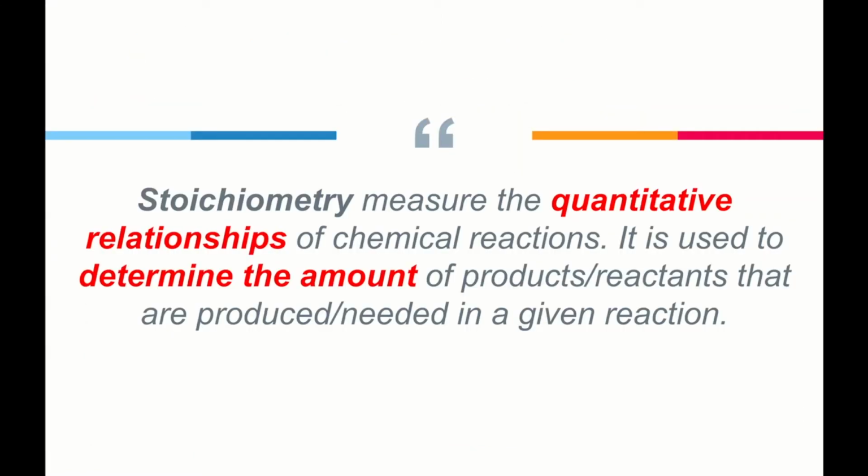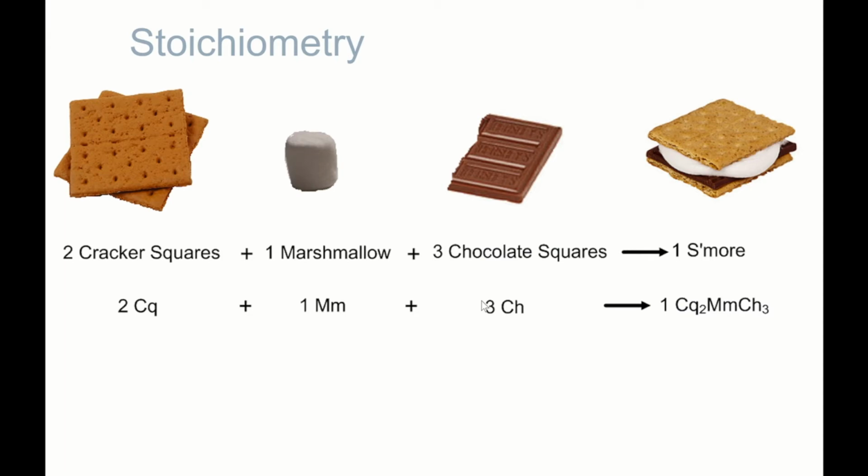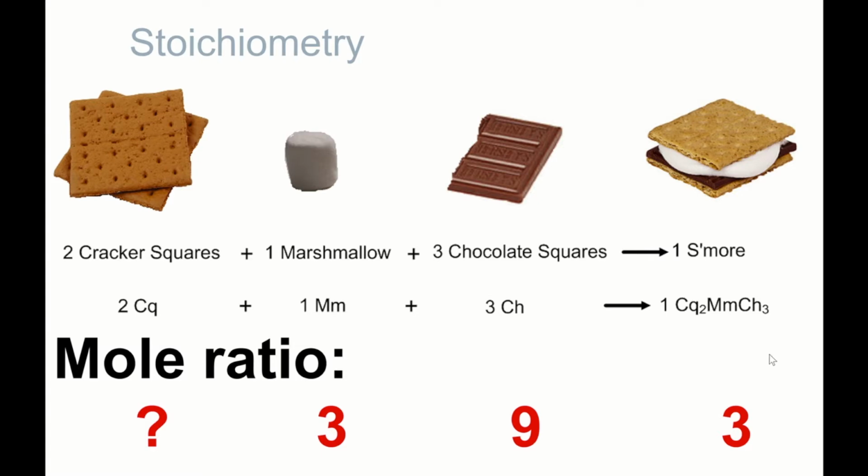Recap: stoichiometry is to determine the quantitative relationship. In other words, it's just the mole ratio. Back to this example: 2 cracker squares, 1 marshmallow, 3 chocolate squares make 1 s'more. Now I'm asked to make 3 s'mores. I'll need 9 chocolate squares, 3 marshmallows. So how many cracker squares do I need? I'll need 6 cracker squares, all multiplied by 3, according to the mole ratio.